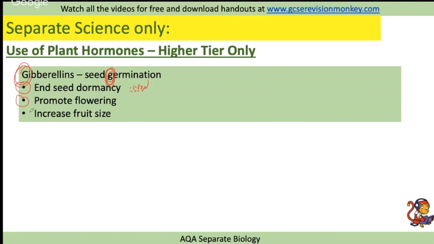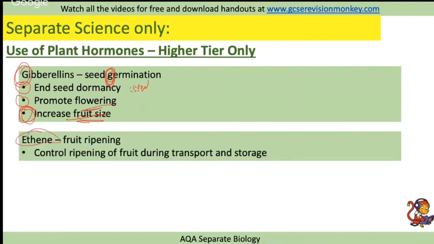They can promote flowering and make bigger fruits as well. So industry might try and use these to perhaps increase the yield of their fruit crops or produce better flowers, for example. You've got ethene. Ethene is used in fruit ripening. So some fruit that you buy might be packaged, and the company might have put some ethene in the packaging to control the ripening of the fruit during transport and storage, or to prevent ripening, they might have something to remove any ethene that's released.